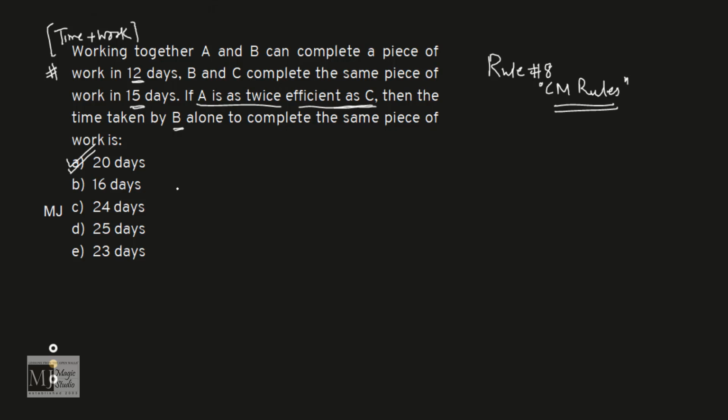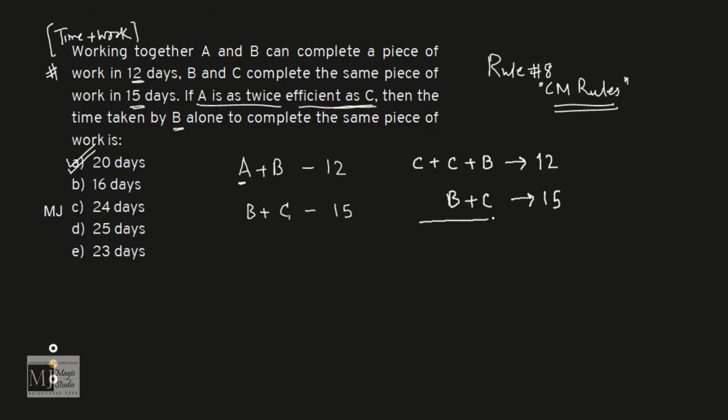So, what information is there? A and B working together would complete the work in 12 days. B and C working together, in 15 days. Now it's given that A is twice as efficient as C. Then in place of A, can I write 2C? So 2C and 1B complete the work in 12 days, and 1B and 1C complete the work in 15 days.